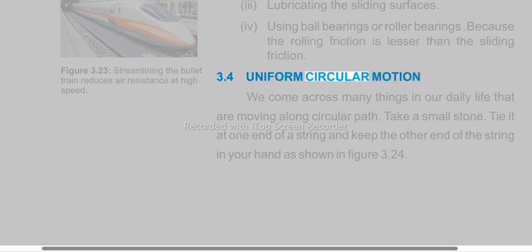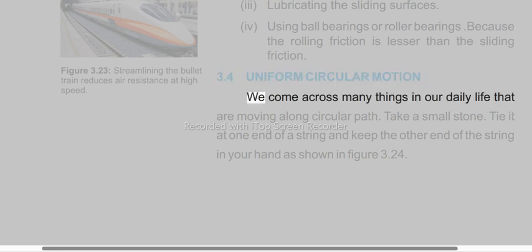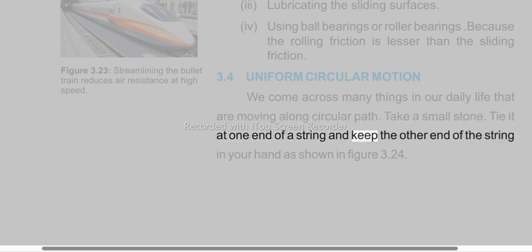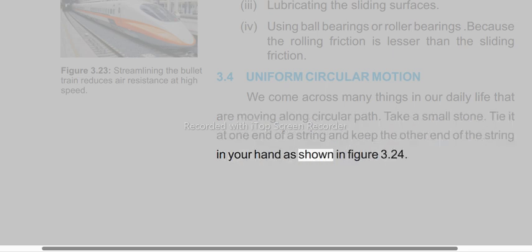3.4 Uniform circular motion. We come across many things in our daily life that are moving along a circular path. Take a small stone. Tie it at one end of a string and keep the other end of the string in your hand, as shown in figure 3.24.